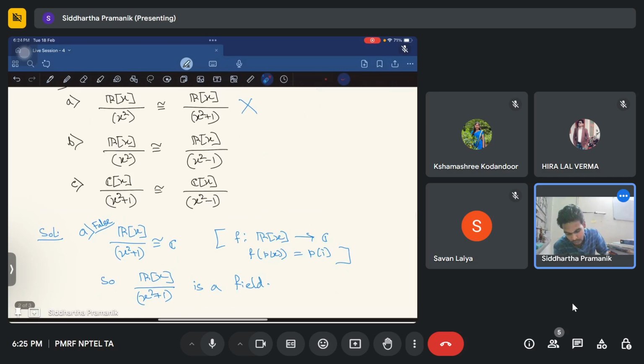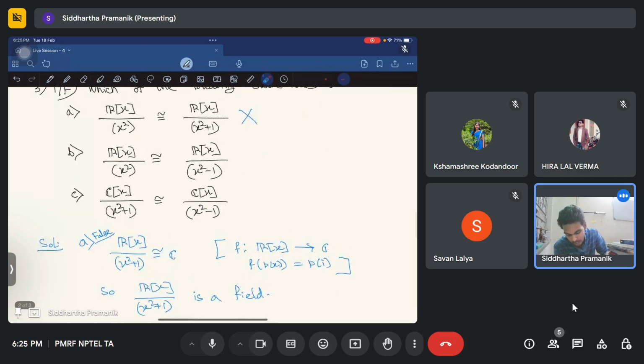Okay, if you understand this one, try to prove the second thing. Is it an isomorphism or not? Here you will need the correspondence theorem.